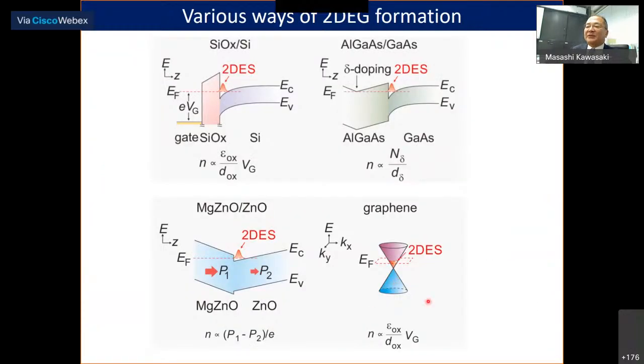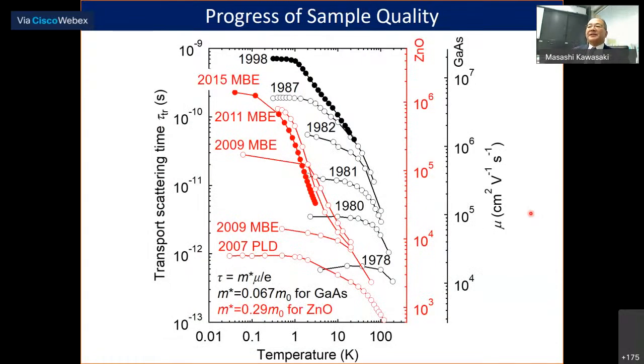And this is a cartoon of the two-dimensional electron gas. Our zinc oxide looks like that, different band gap, and having a two-dimensional electron gas on the zinc oxide side of the interface. This is the famous modulation-doped interface of gallium arsenide. And this is the very first stage of the quantum Hall effect. People observed two-dimensional electron gas in silicon, and also graphene is another playground for quantum Hall physics of two-dimensional electron gas. Okay, this is our history.